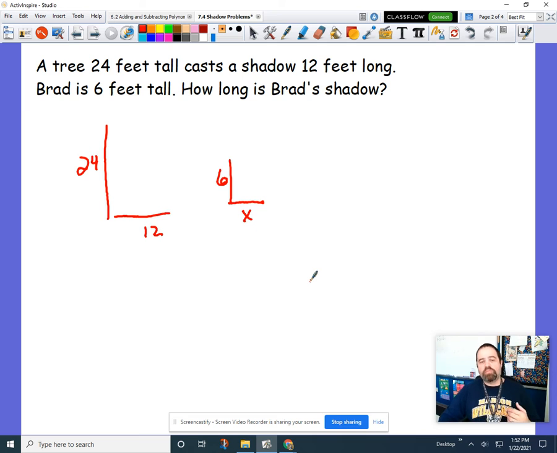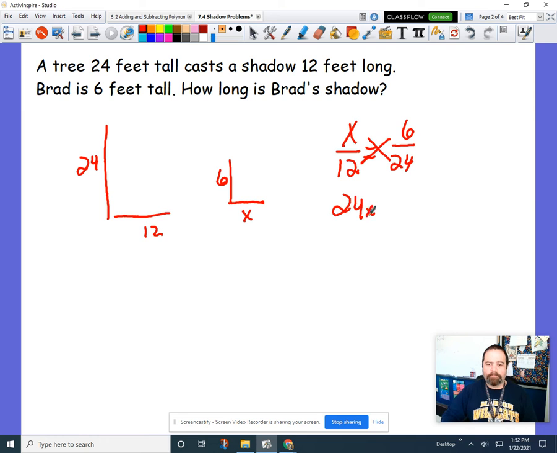Now, some of these you might be able to spot the ratio and see what's going on here. You don't have to by any means, but if you know what you're doing, you can see that the shadow's a length of 3. But I'm going to go back to the proportions here. I'm looking for Brad's shadow. I'm going to compare that to the tree's shadow. That is equal to Brad's height compared to the tree's height. So cross multiply. And then when you divide out 24, Brad's shadow is 3 feet, just like I said.